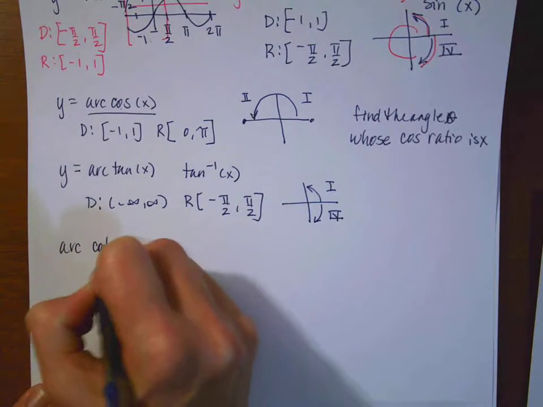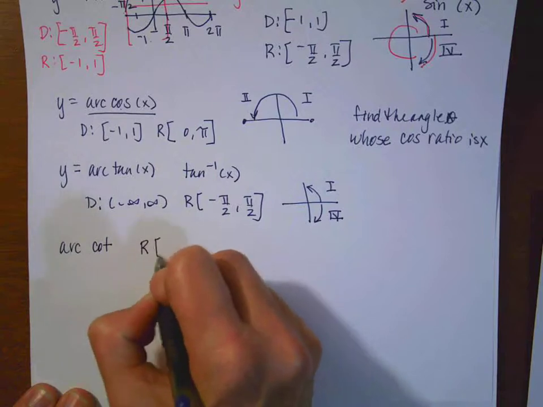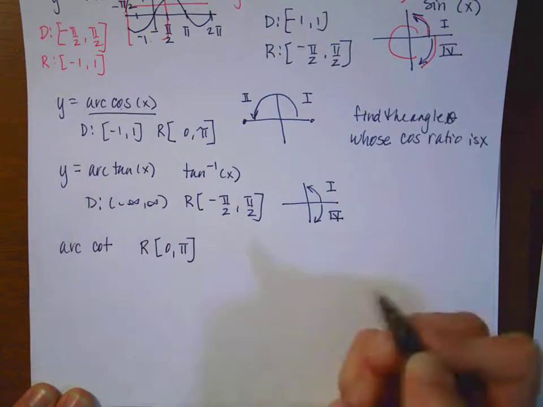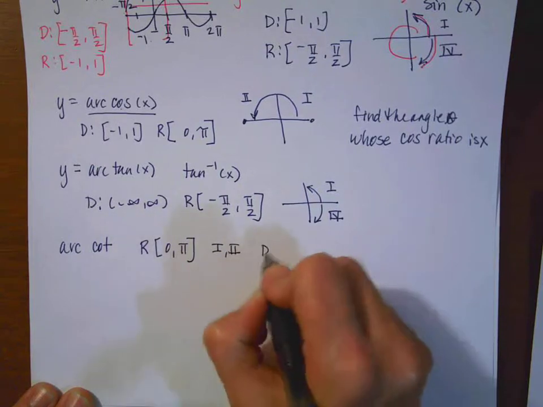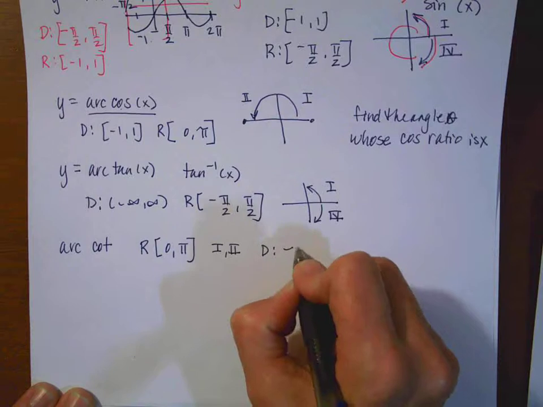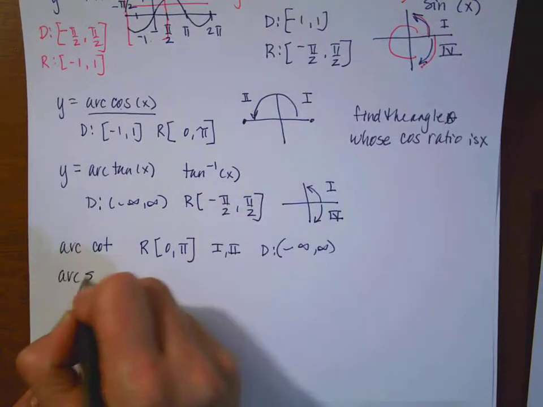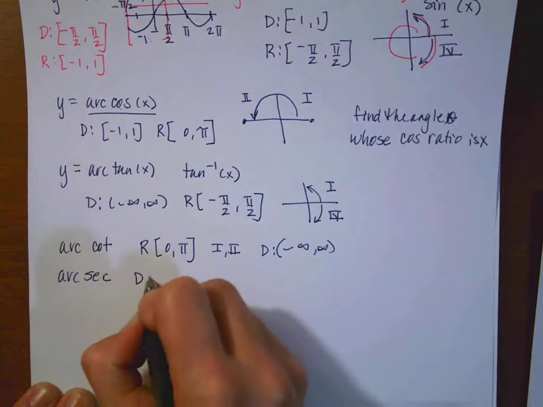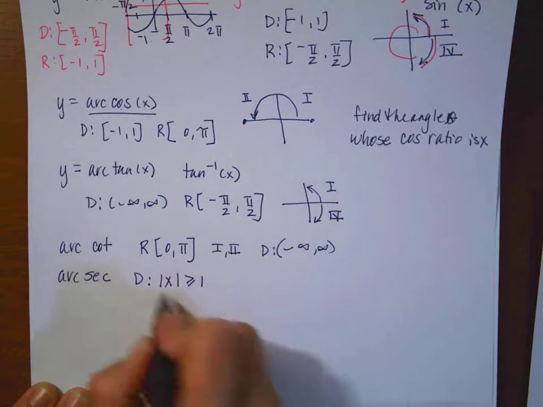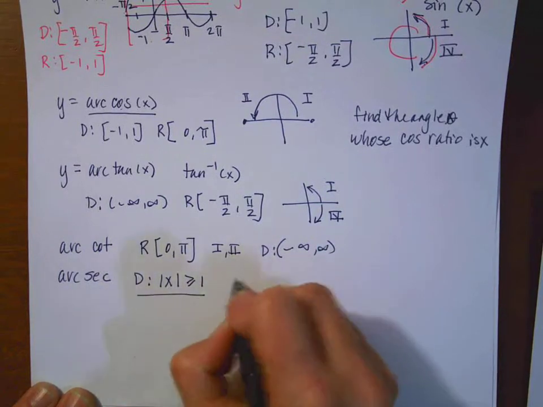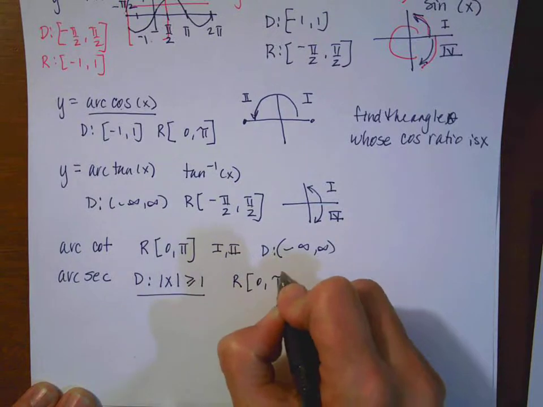So my arc cotangent is going to have a range, sorry, I did this one backwards, from 0 to pi. So again, that's going to be quadrants 1 and 2. And then the domain of this guy is going to be all real numbers. Okay? If I do arc secant, then the domain is a little bit entertaining. It's the absolute value of x is greater than or equal to 1. I'll explain that in just a sec. And then the range is from 0 to pi.